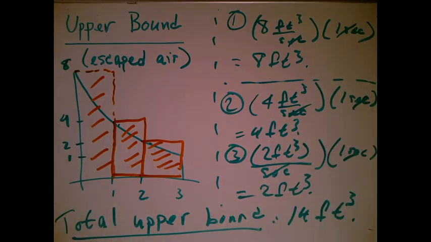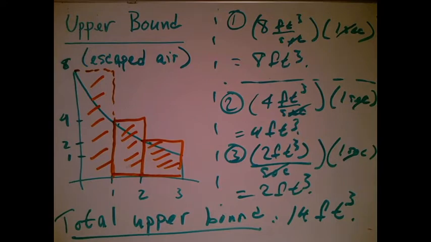Remember, my first upper bound was 24. We were guaranteed that 24 was too big. Now I'm guaranteeing that 14 is too big. That's actually a much better estimate. It must have gotten much closer to the actual value. So an upper bound for the amount of escaped air during that time interval is 14 cubic feet.